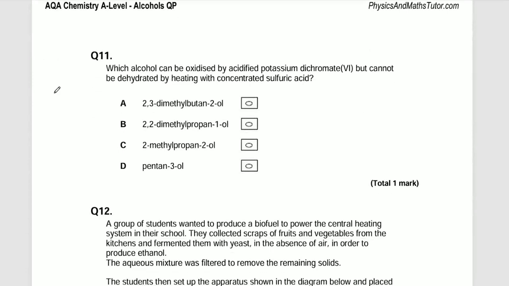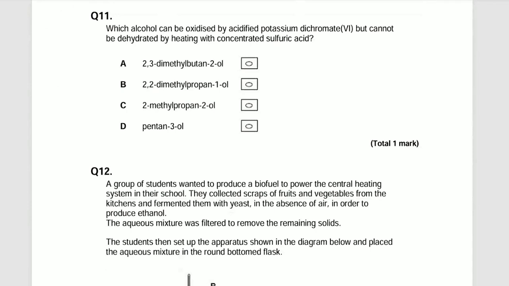So let's get on to question 11. Which alcohol can be oxidized by acidified potassium dichromate(VI) but cannot be dehydrated by heating with concentrated sulfuric acid? So what do we know? If you can be oxidized by acidified potassium dichromate, you need to be a primary or secondary alcohol, which means the carbon attached to the OH group must have at least one hydrogen attached. So what you want to do is scan A, B, C, and D, see if you can spot a tertiary alcohol, because that definitely cannot be oxidized.